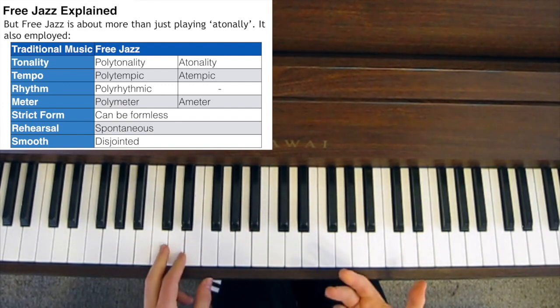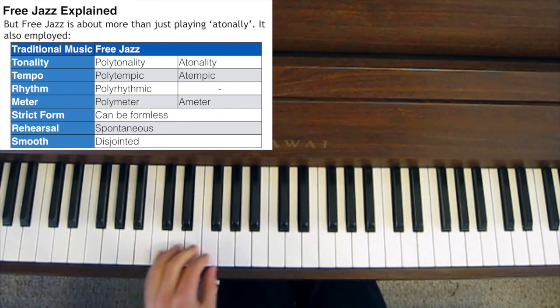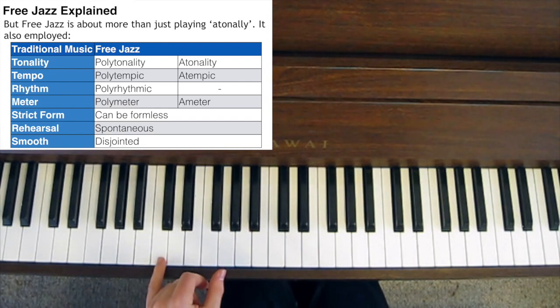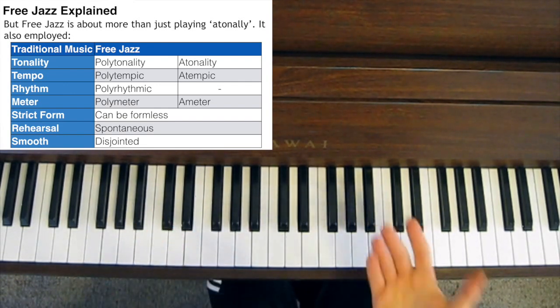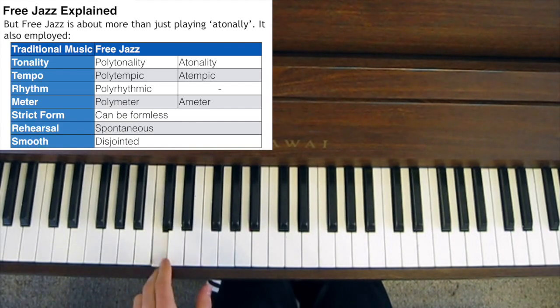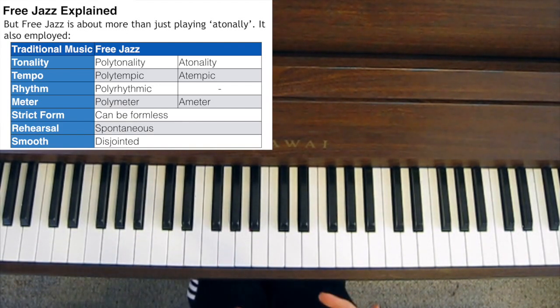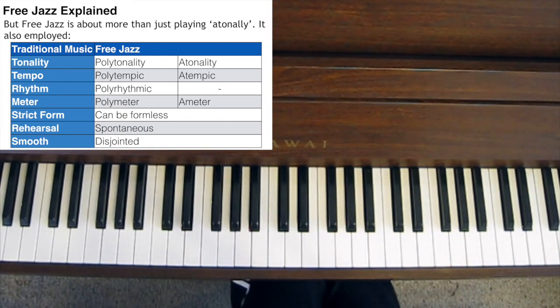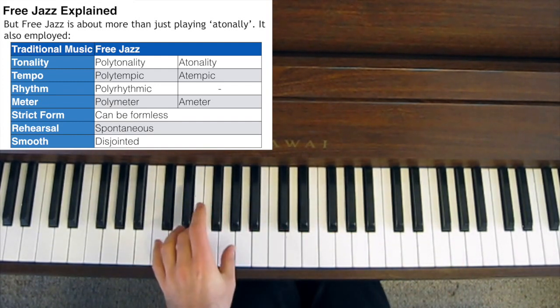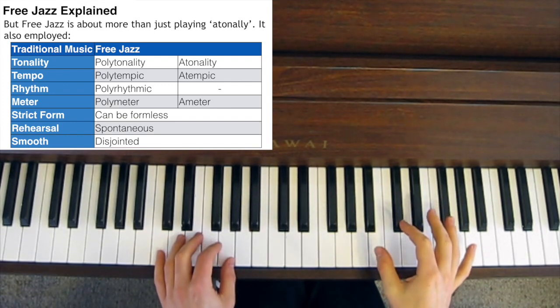For example, in 3/4 time you would accent every third beat, so 1, 2, 3, 1, 2, 3. Or in 4/4 time you can accent the 1 and the 3 or the 2 and the 4, so 1, 2, 3, 4, 1, 2, 3, 4. So then free jazz can have polymeter, that is the simultaneous use of two or more meters. So like playing in 3/4 in your left hand but 4/4 with your right hand.